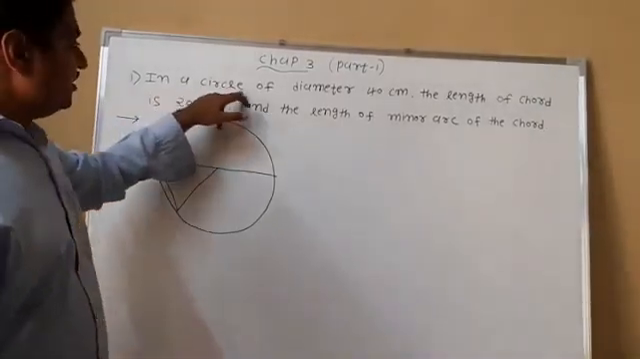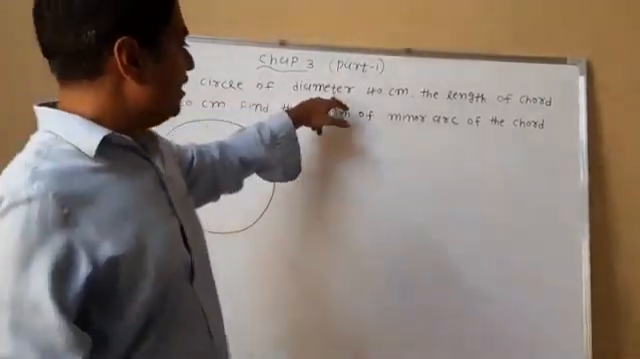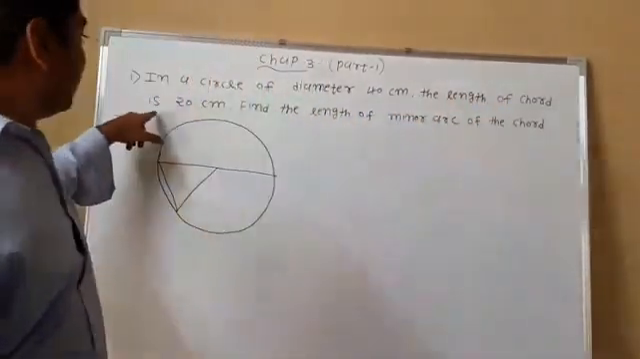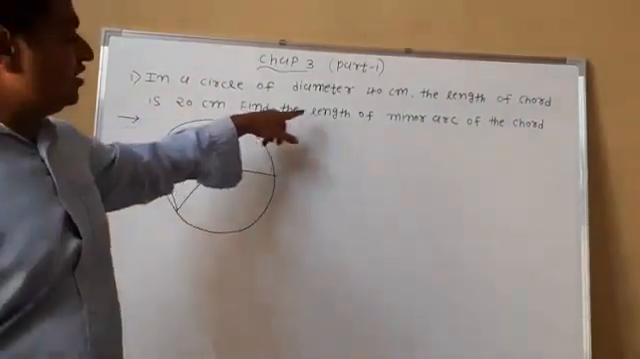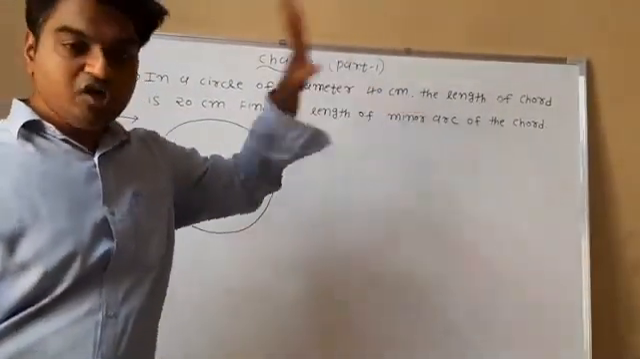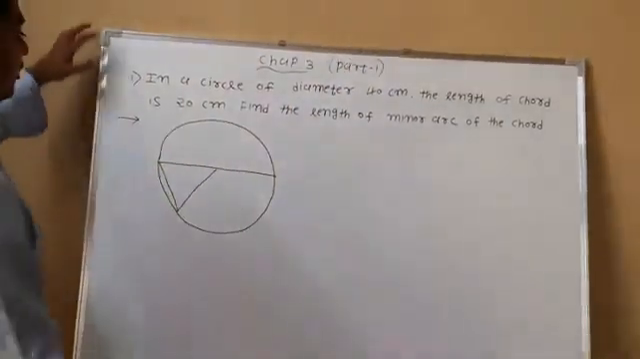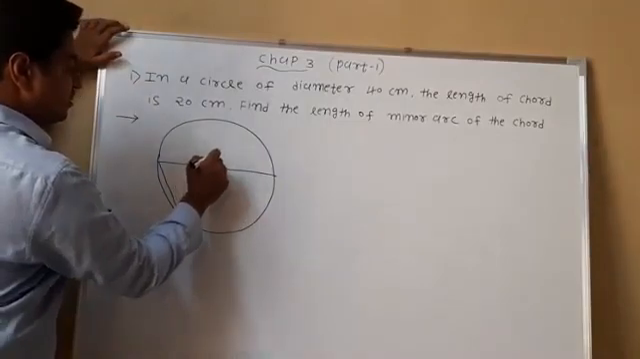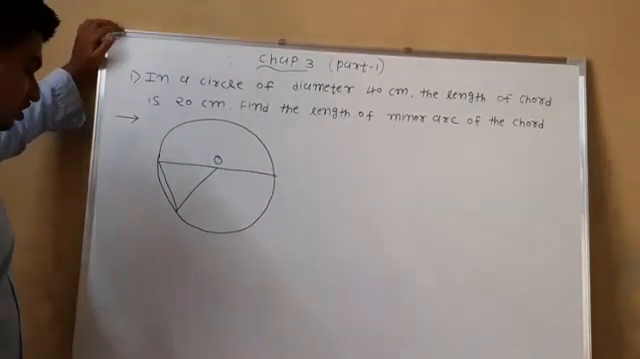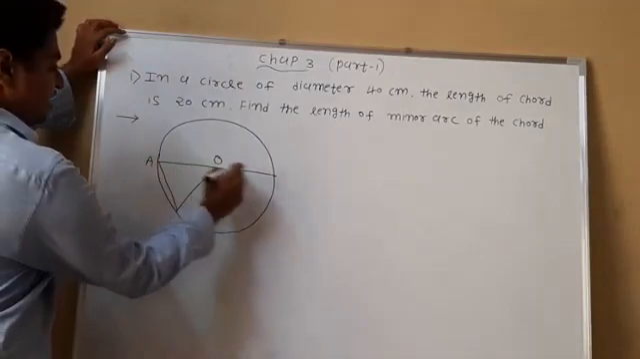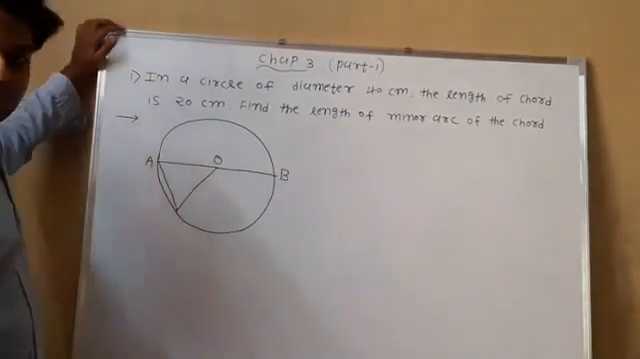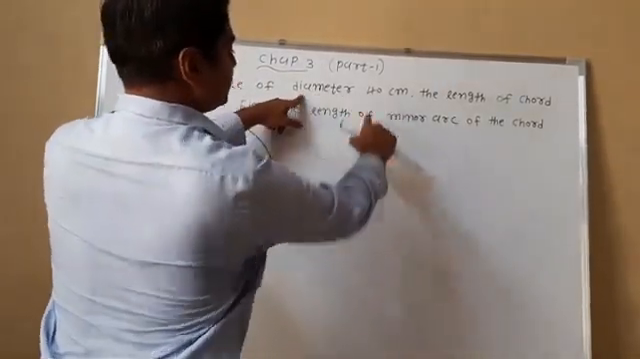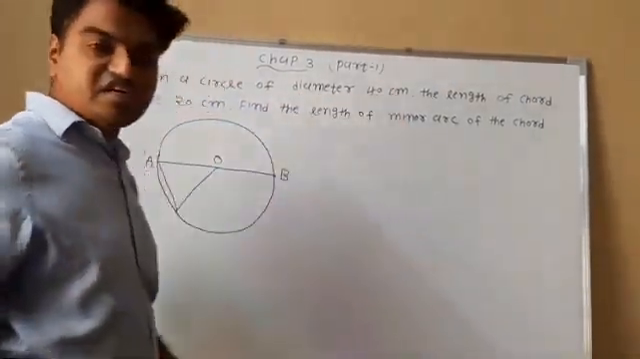So in a circle, next question: in a circle of diameter 40 centimeter, the length of chord is 20 centimeter. Find the length of minor arc of the chord. So first of all, in a circle, write O as the center of this circle. Now here we can denote it by A and here B. That means AB is our diameter, and in our question the given diameter is 40 centimeter.